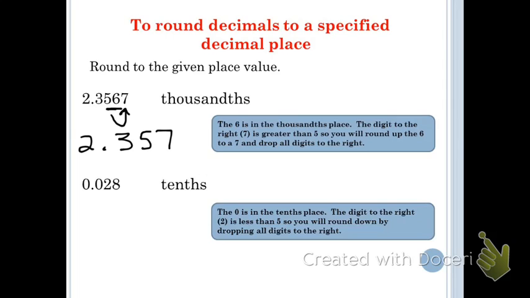In the second example, we're rounding to the nearest tenths place. Notice we have 0 as our digit in the tenths place. Look at the digit to the right of the 0. Since that is a 2, we know our 0 is going to remain the same, so our number will round to 0.0.